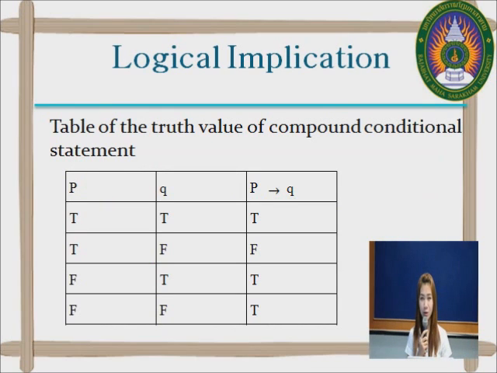Table of the truth values of compound conditional statements. P, Q, if P then Q. If 2 then 2 equals 2. If 2 then 4 equals 4. If 4 then 2 equals 2. If 4 then 4 equals 2.